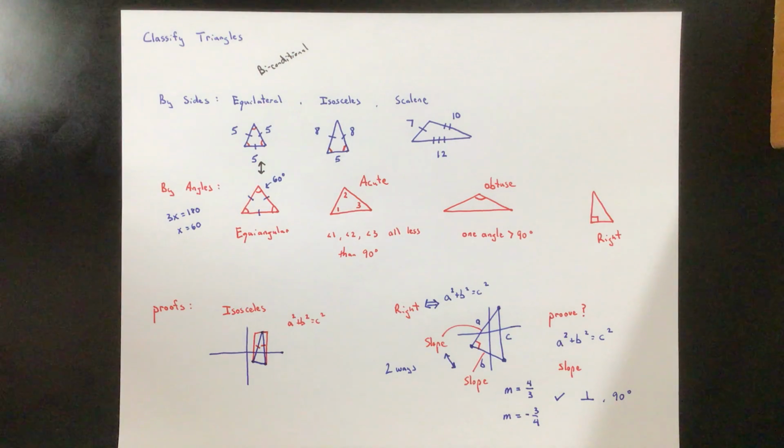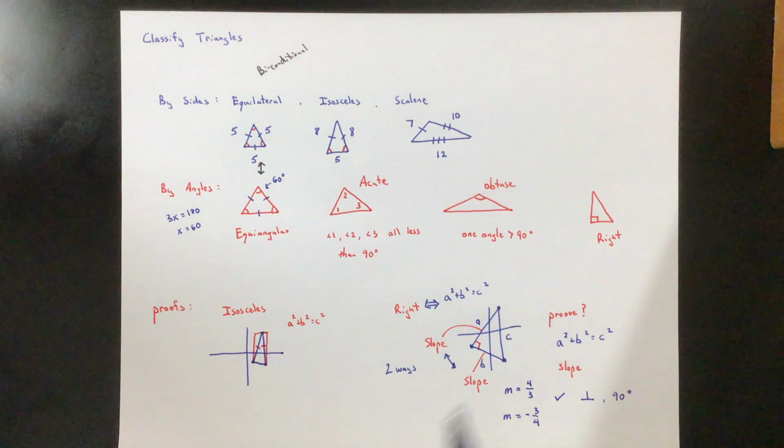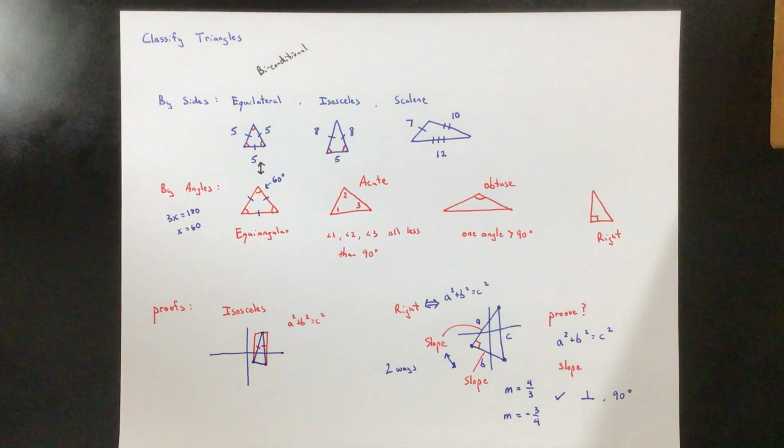Okay, so you have different types of triangles by their side lengths, by their angles, and then you have problems associated with, you know, being isosceles or being equilateral or being right, and there are the occasional proofs where you have to look at that.